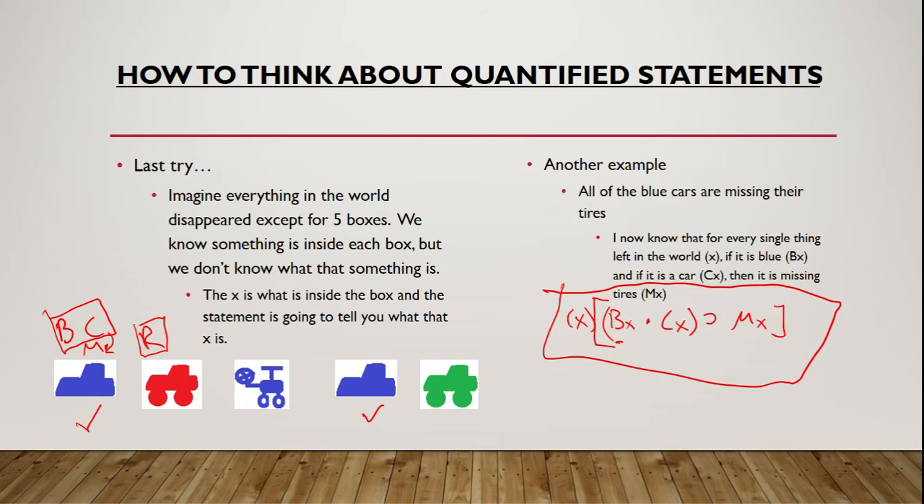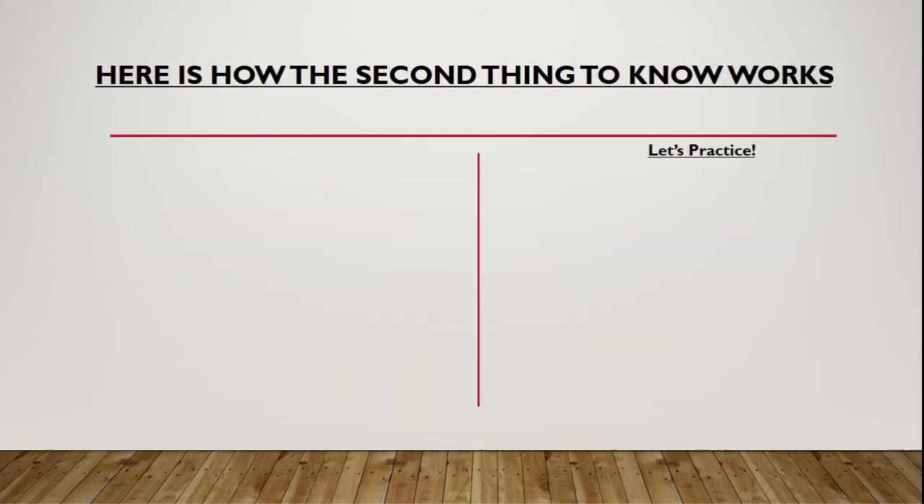Okay, let's move on to the next part. Here's how the second thing to know works. Several steps. First step, draw a vertical line at the subject-predicate split of each simple statement. Hint, if there are no operators, there is just one simple statement.